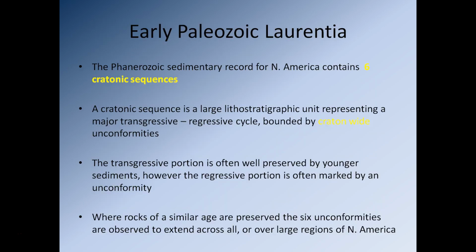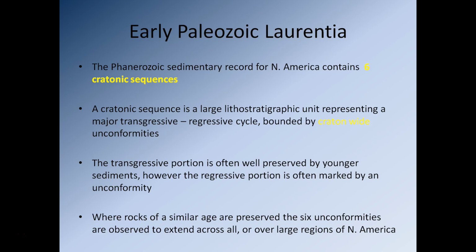So, early Paleozoic Laurentia. The Phanerozoic sedimentary record for North America contains 6 Cratonic sequences. A Cratonic sequence is a large lithostratigraphic unit representing a major transgressive regressive cycle bounded by craton-wide unconformities at the top and the bottom. So essentially, it's a sequence of rocks that shows a very large marine transgression, followed by a very large marine regression. And at the top of that sequence of rocks, we have an unconformity, and at the bottom, we have an unconformity. And as part of the rock record of North America, we have 6 of them.